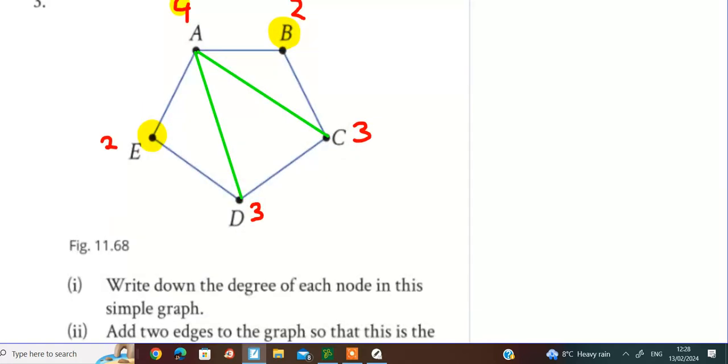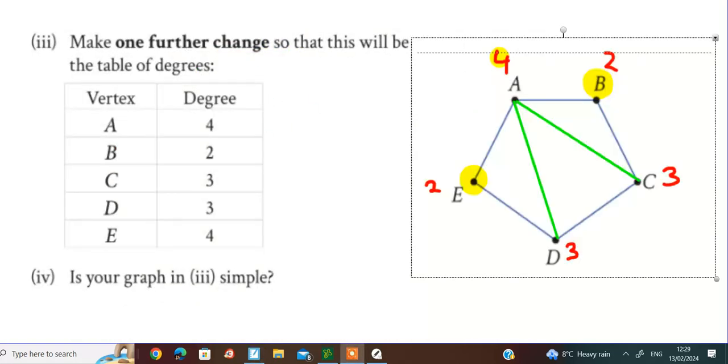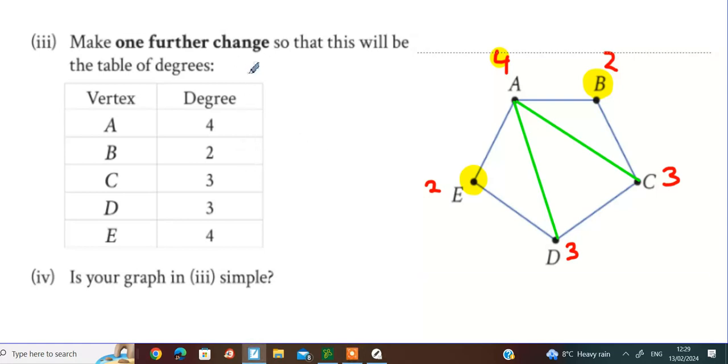This is question 3. Now, I have to make some further changes, okay? It wants me to make one further change so that this is the new degree. So A stays the same, B stays the same, C stays the same, and D stays the same. But E goes upwards. So I think if we add a loop at E, that will send it up. Loops actually add on 2. So what we're going to do is write the loop in, and that turns E from 2 to 4. So is your graph simple? No, it's not simple because it has loops in it.